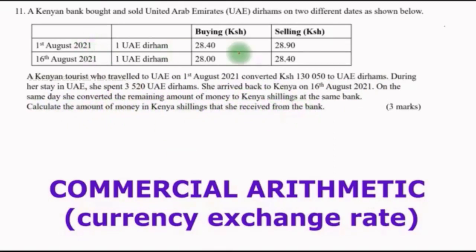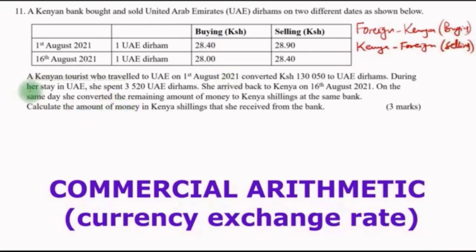So in this situation, remember we are converting Kenyan currency either to foreign currency, which is the dirhams, or foreign currency to Kenyan currency. The first thing I want you to note is that when converting from foreign currency to Kenyan currency, we use the buying column rate. And when converting from Kenyan currency to foreign currency, we use the selling column rate. So this is very important for this question.